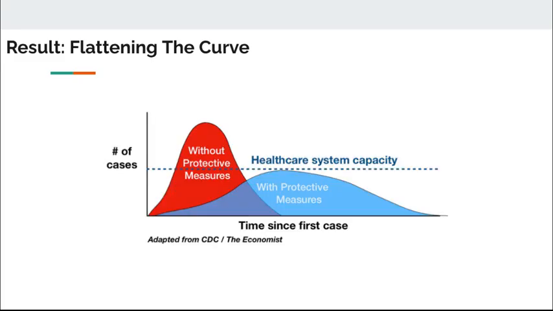So the result was this graphic that was created by the CDC, adapted by The Economist, and a lot of other entities, where we showed in the red area how many cases we would see over a short time without protective measures like social distancing and masking, versus with protective measures where we would still have a lot of cases, but we would be able to spread them over time so that they wouldn't overwhelm the healthcare system.